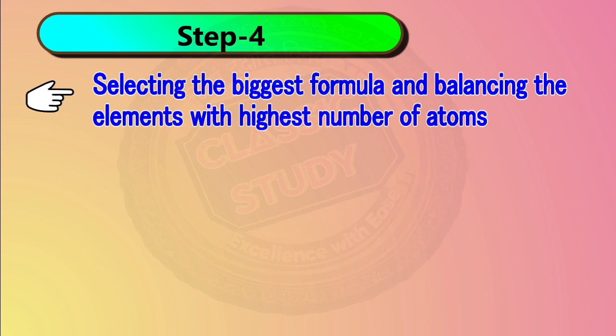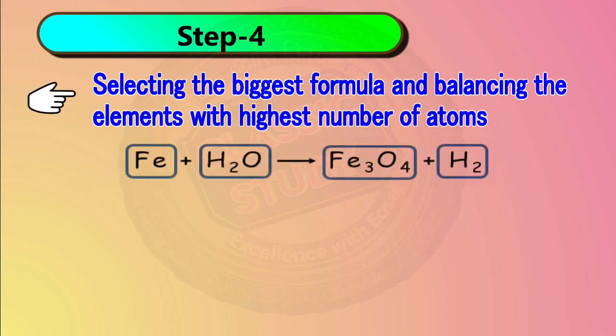Step 4, selecting the biggest formula and balancing the element with the highest number of atoms. So if we rewrite our equation, it was Fe plus H2O gives Fe3O4 plus H2. The biggest formula here is Fe3O4 and the atom with the highest number is oxygen. It has 4 atoms on the RHS. So we begin with oxygen.